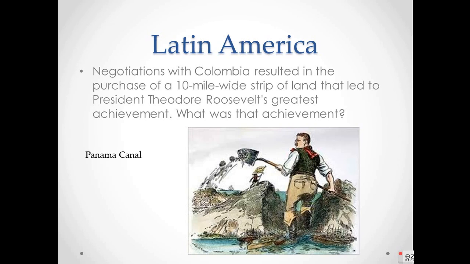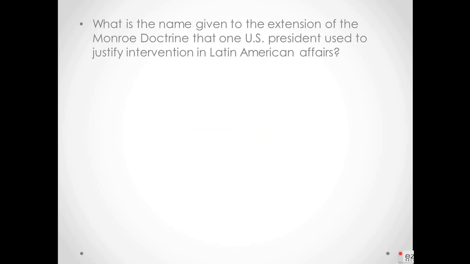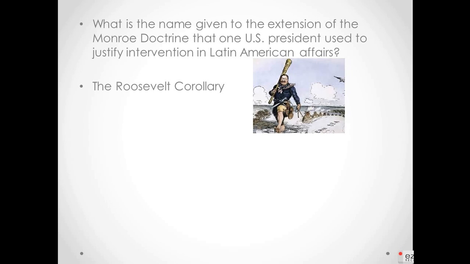What is the name given to the extension of the Monroe Doctrine that one particular U.S. president used to justify intervention in Latin American affairs? Well, we were just talking about the guy. It's Senor Roosevelt again, and the Roosevelt corollary. One of his favorite quotes was to speak softly and carry a big stick. So there he is carrying his big stick and pulling along all of his little countries that he wants to be involved with down in Latin America. This Roosevelt corollary helped extend the Monroe Doctrine quite a bit.